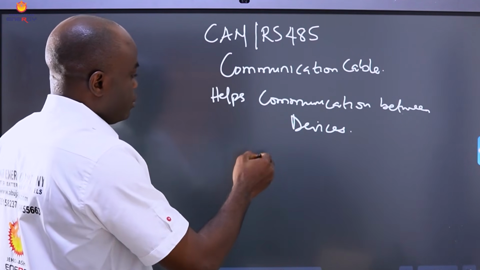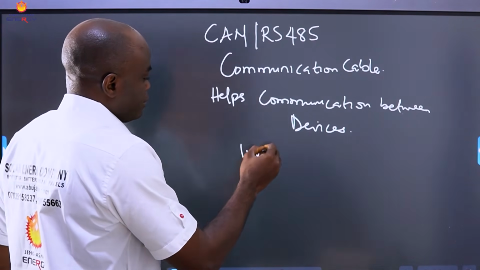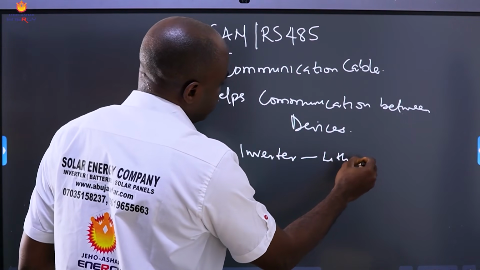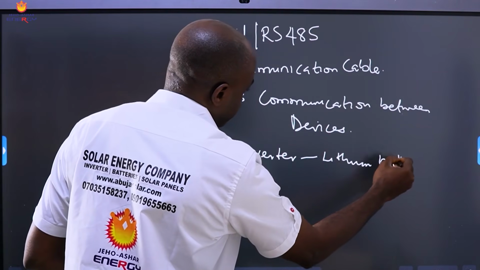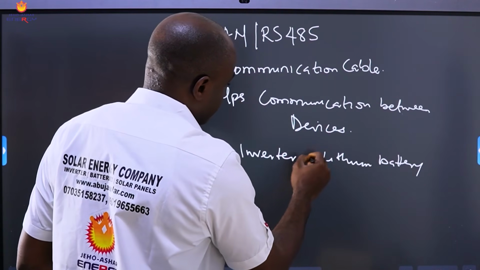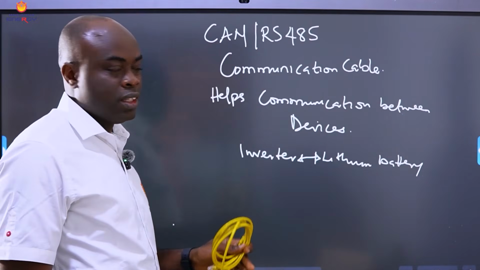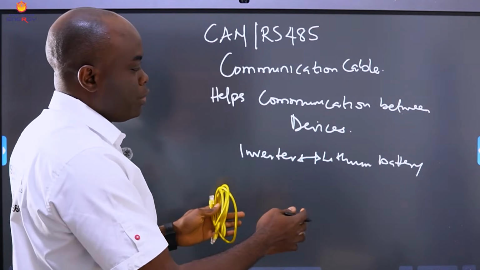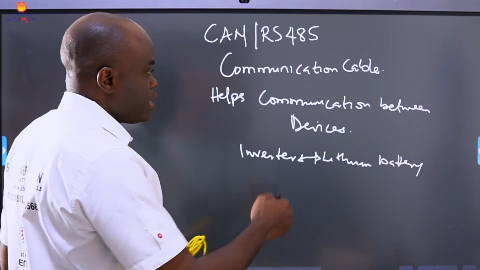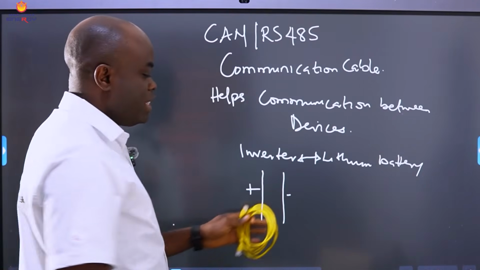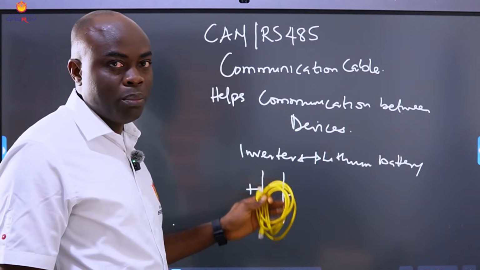So let's say, for example, your inverter and your lithium battery. This cable helps the both to communicate. Now there is the power side of your inverter and lithium battery, which is that red and black cable you have, the positive and negative. This only helps in transmitting power.